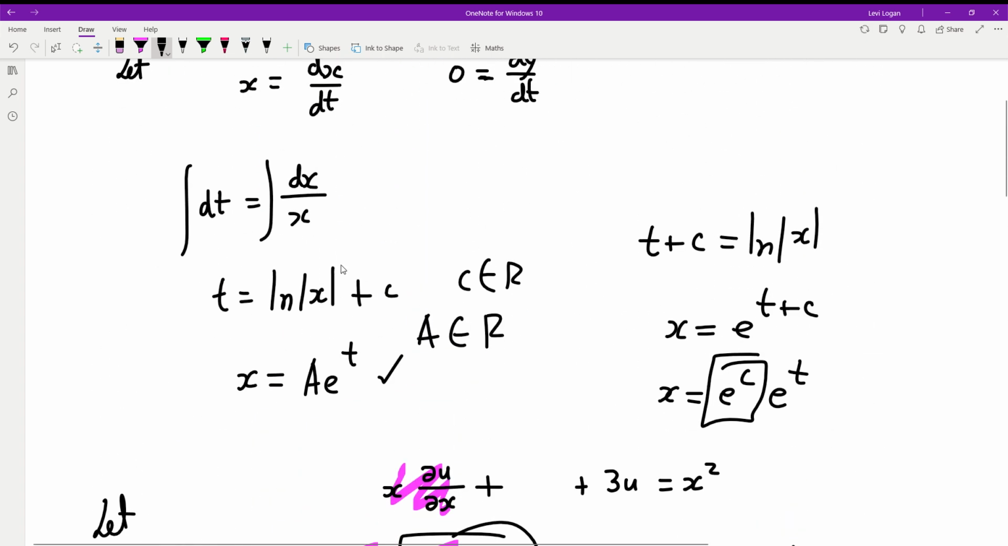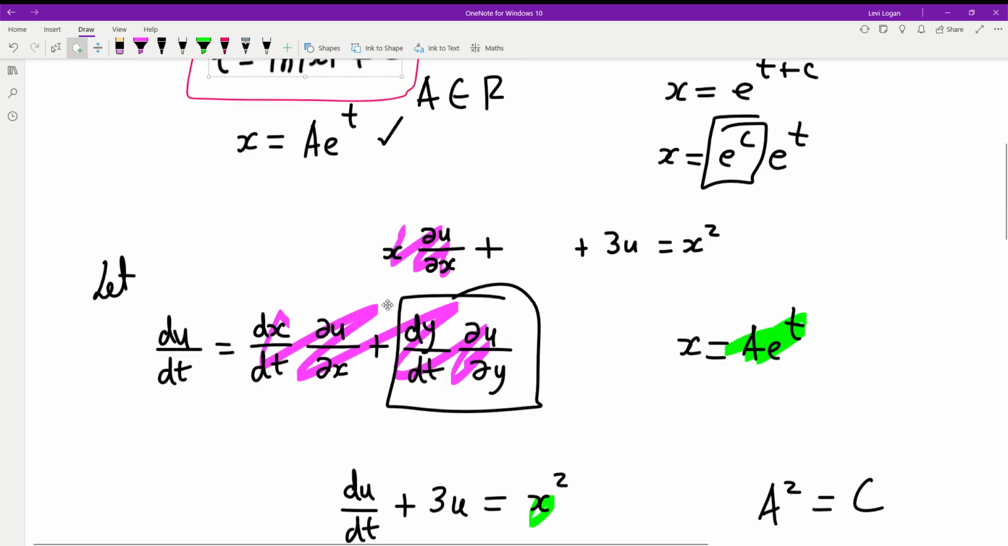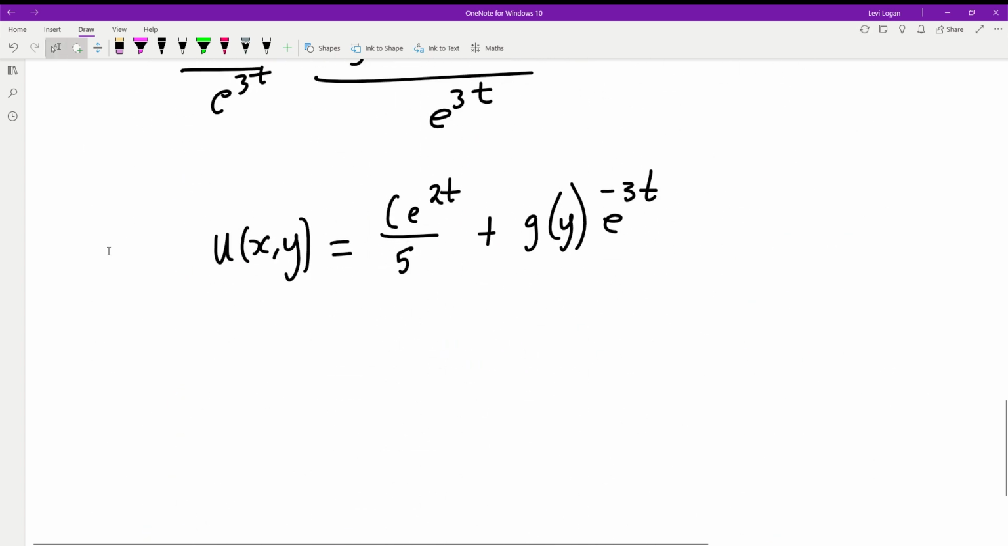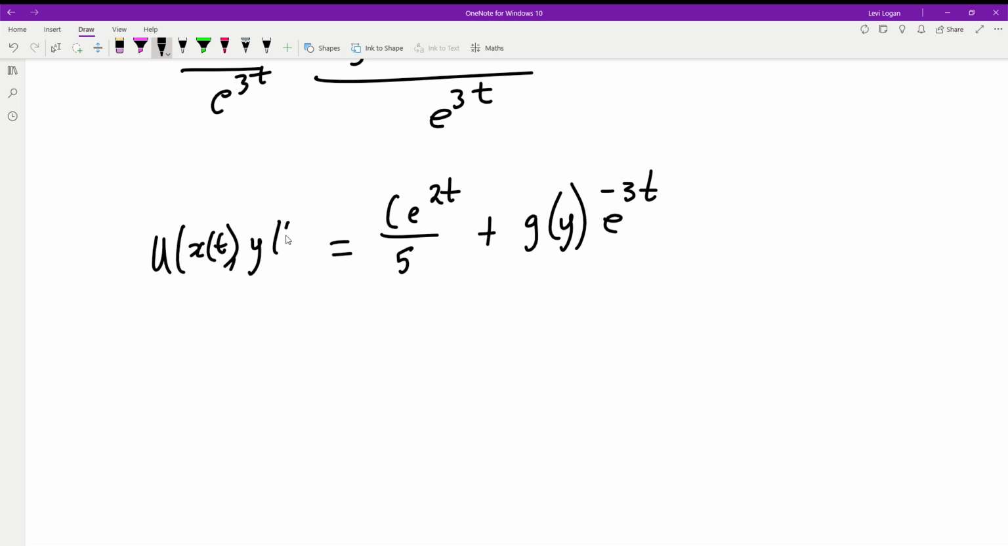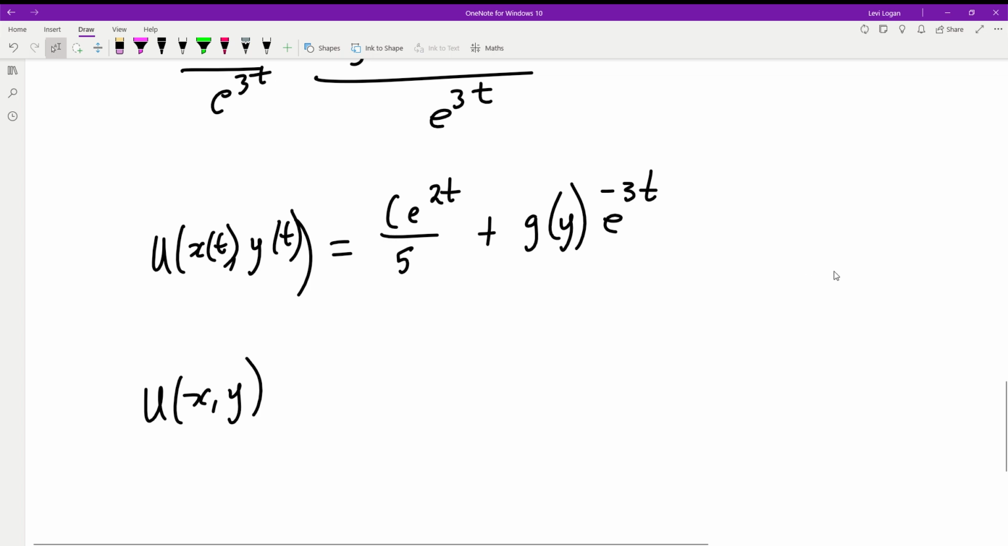But we defined up here what t was. t was natural log of x plus c. So what we're going to do is take that and bring that down here now. Technically what we have at the moment is not u of x and t. We have u of x of t and y of t. But if I want u of just x and y, I need to substitute this term here, so my function is just y's and x's. So this is t, that can go there, and that can go there.